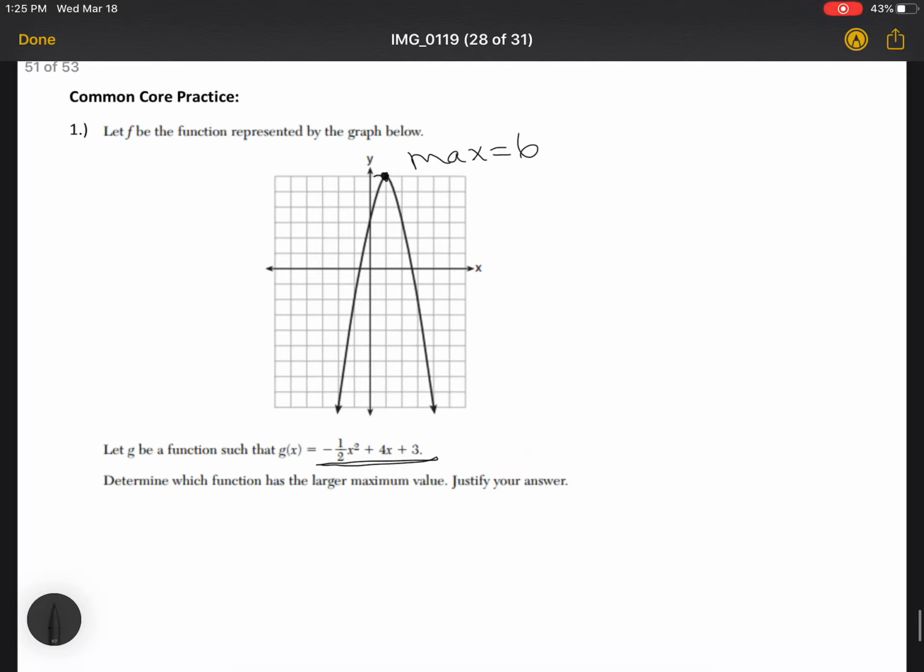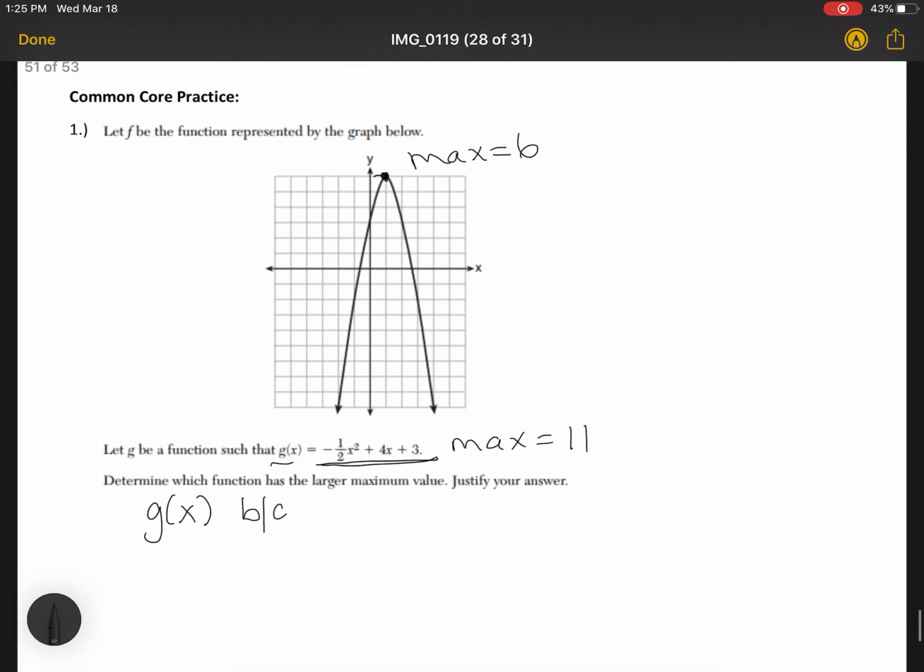We can find the maximum of this function that they give us by plugging it into our calculator using the second trace max, left bound, right bound, enter. If you do that, you will find the max to be at 11. So it says determine which has the larger one, obviously g of x.